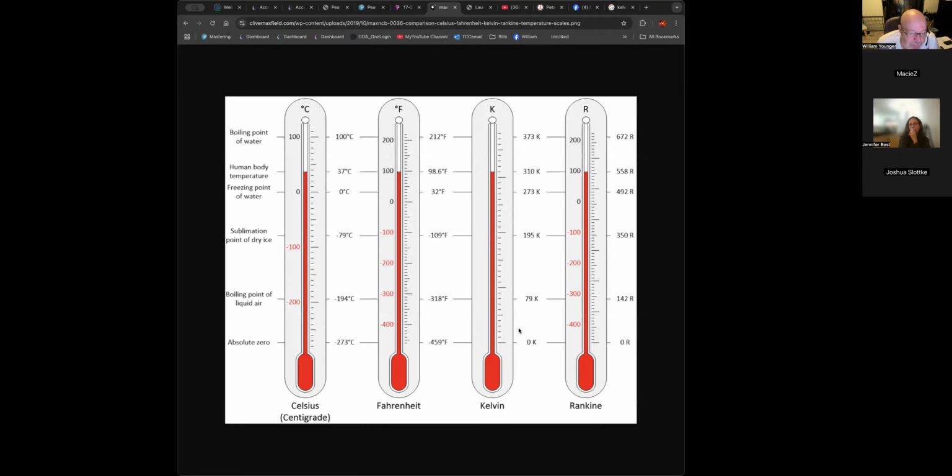Now, what I'm going to do is share the screen that I have right here, only now I have a different screen showing. There you go. So that should do it. So here are those temperature scales that we're talking about.